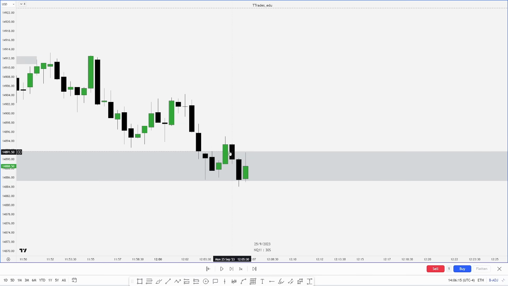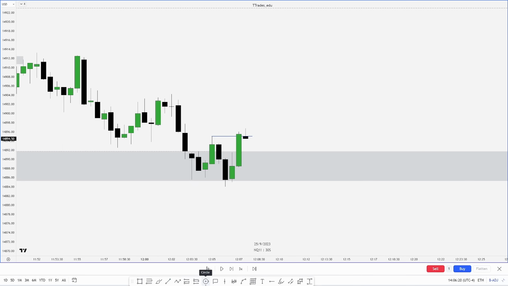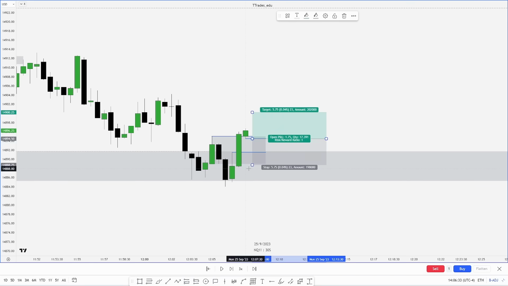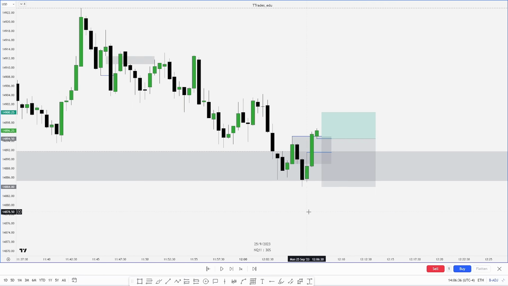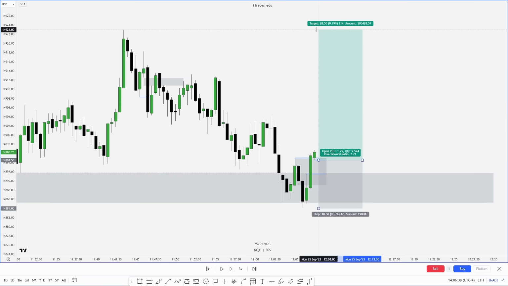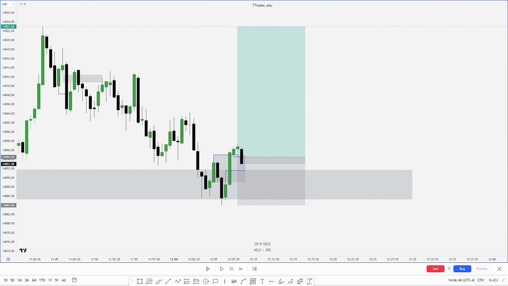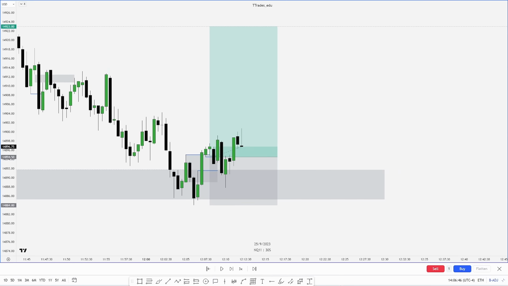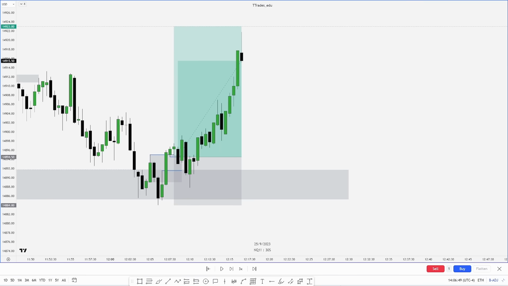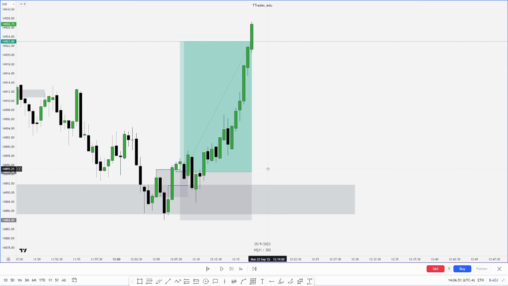Here we get a nice close below. So if I'm looking for a model, I'd want to see this break this high. So we get displacement and close over. And if you've seen my last week's video on the unicorn model, we now have this breaker block with a fair value gap here. So I'd look to enter in this fair value gap, my stop on the low, and here I'd be looking to target this previous high, or my draw on liquidity. Let's see how this works out. And there we go. We hit our TP.